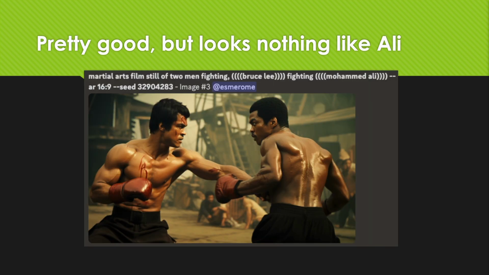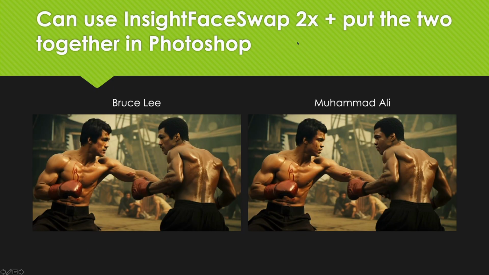And then this is a result that looks pretty good, but the faces don't quite look like the characters we want. We might not want to have them wearing boxing gloves because that doesn't quite fit with the martial arts theme, but the detailing looks good. They're wearing the same outfits and they've got the right hairstyles, but their faces are not correct. So we can use InsightFace Swap twice to put the two together in Photoshop.